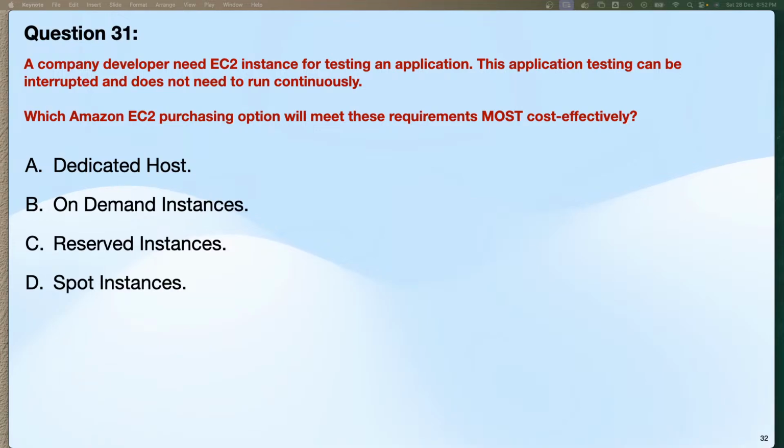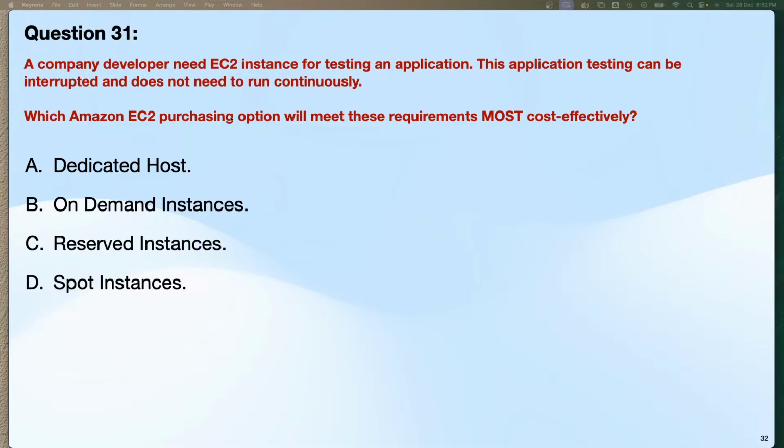What they are asking here is the cheapest, lowest cost option, and they are saying it can be interrupted. If you are okay with interrupting the EC2 instances, the lowest cost is spot instances. So remember, cost wise, the spot instance is the lowest cost. After that, the lowest cost is reserved instances. After that, on demand, and dedicated host is the highest cost.